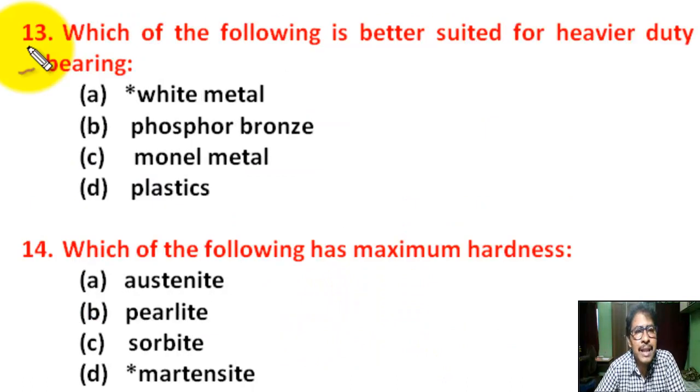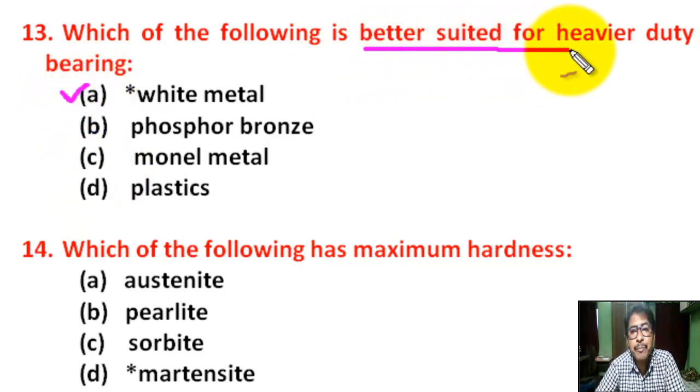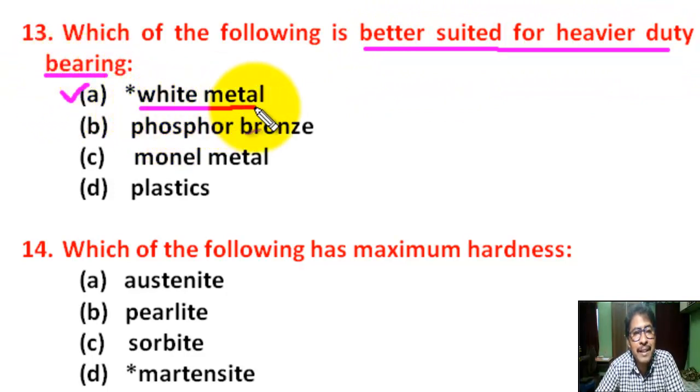Okay. Question number 13. Which of the following is better suited for heavier duty bearing? There are four options. Correct answer is A. Better suited for heavy duty bearing is white metal. Okay.